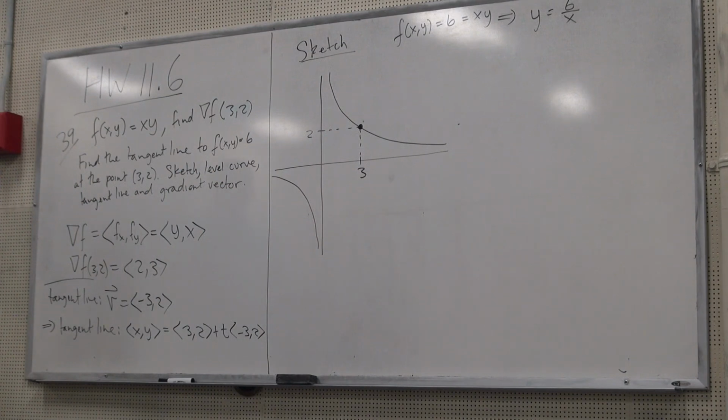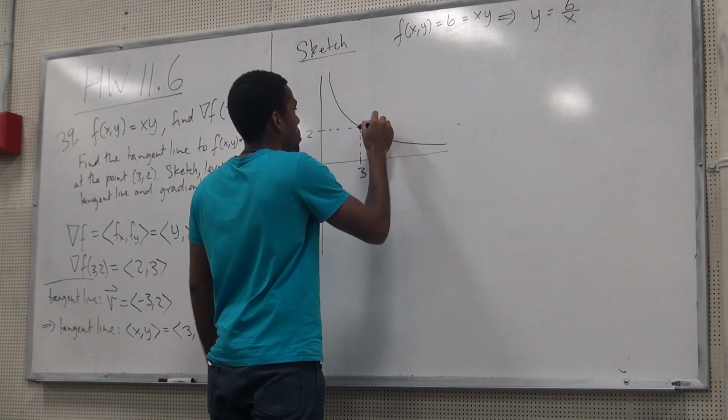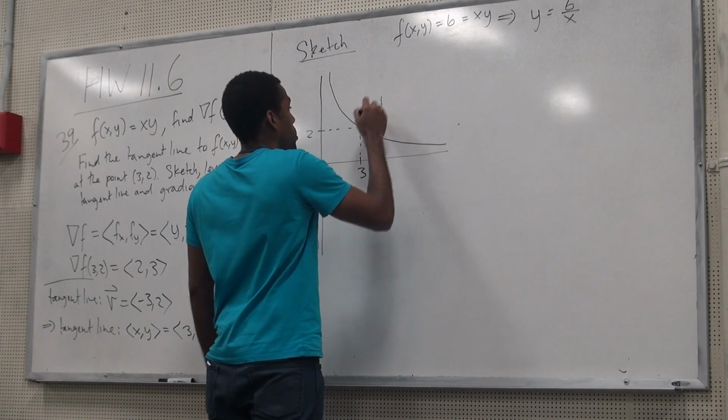So what is the gradient vector? It's 2, 3, right? So this just means you move 2 to the right, 3 up.